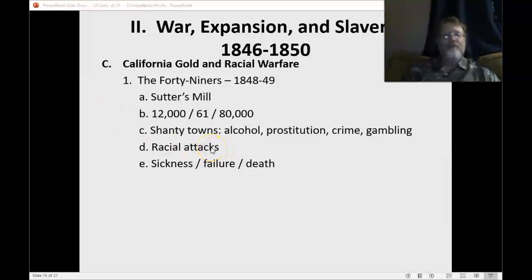So what did most people face? Over the 2 years of this gold rush, most people faced sickness, failure, and death. Percentages are unknown, but historians have thought less than 15% actually struck any type of wealth and kept it. I need to make that clear. Less than 15% found wealth and kept it.